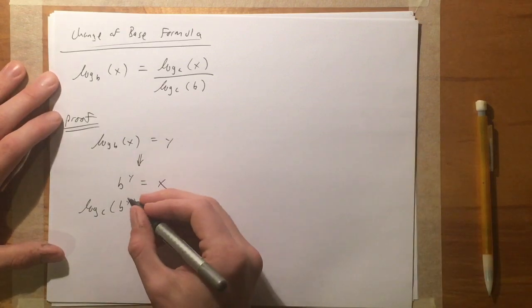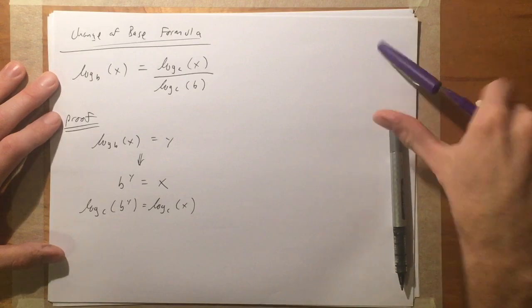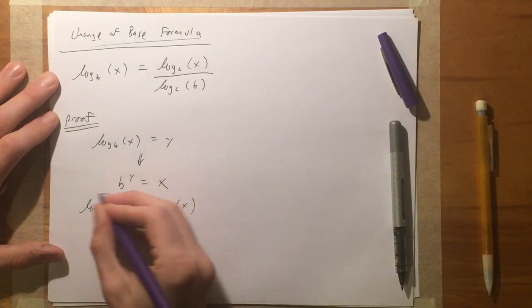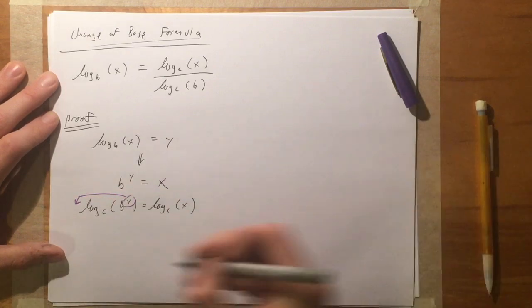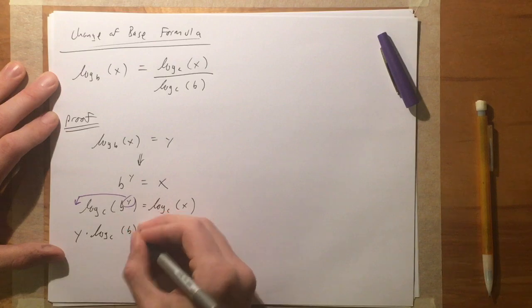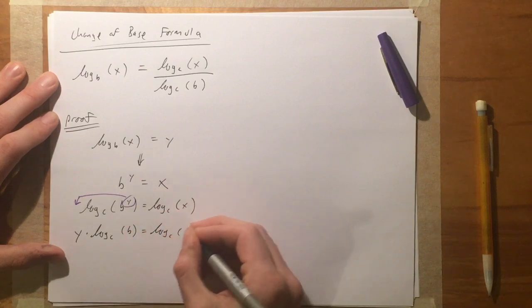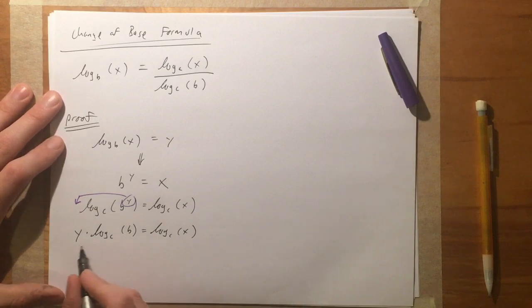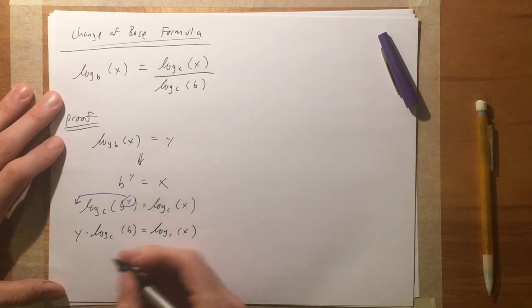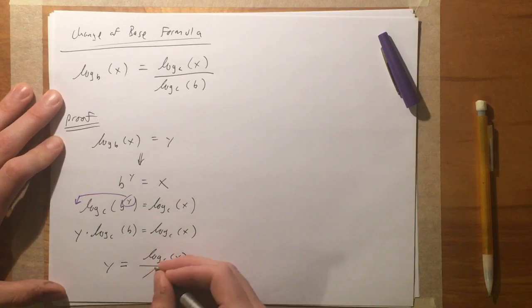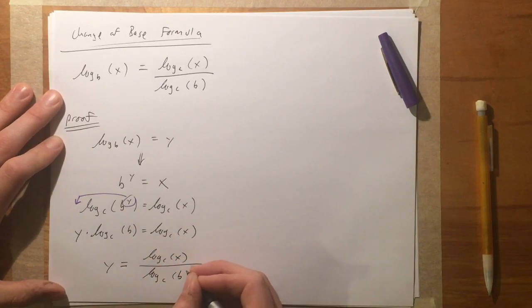Now we're going to use one of those other properties of logarithms to take the power from inside this log on the left and pull it out and turn it into a multiple on the outside. And so now we've done that. Now we're almost there. All we have to do is divide by the log base c of b to get y is log base c of x divided by log base c of b.